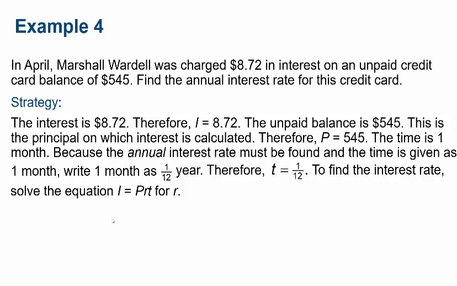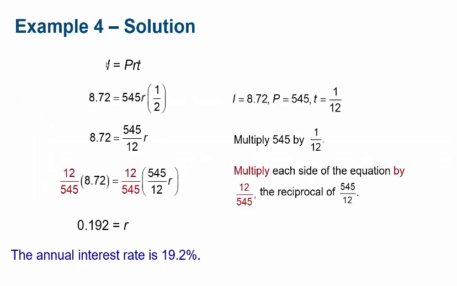To find the interest rate, we're looking for R. We're going to solve this equation for R. So we'll just replace the values. Interest is equal to principal times rate times time. Forgive the little typo here, this should be 12 instead of 2. So the interest is equal to the principal, which was $545, times the rate times the time, which is 1/12. So we have $8.72 in interest.